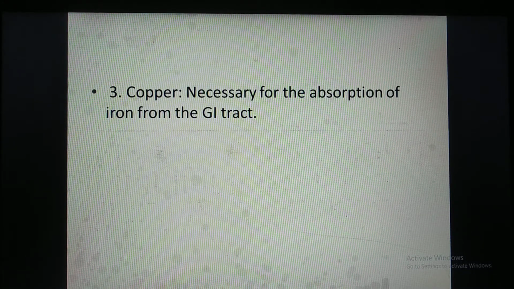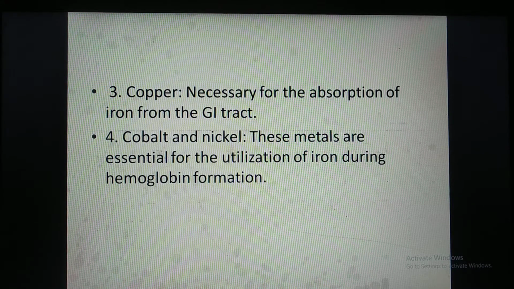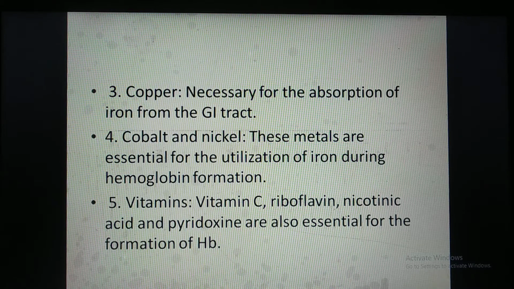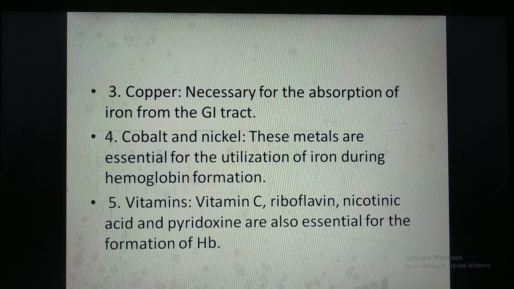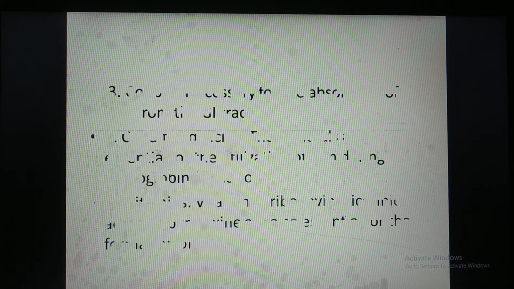Third, copper, necessary for the absorption of iron from the gastrointestinal tract. Fourth, cobalt and nickel. These metals are essential for the utilization of iron during hemoglobin formation. Fifth, vitamins. Vitamin C, riboflavin, nicotinic acid and pyridoxine are also essential for the formation of hemoglobin.